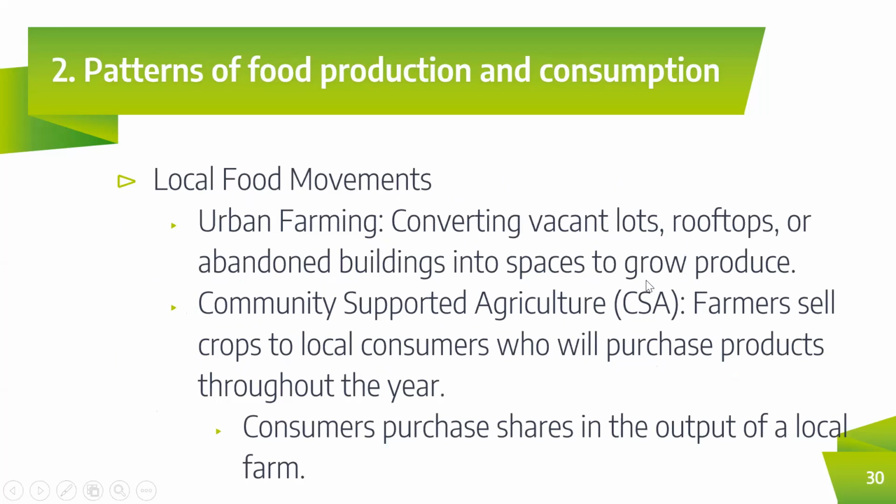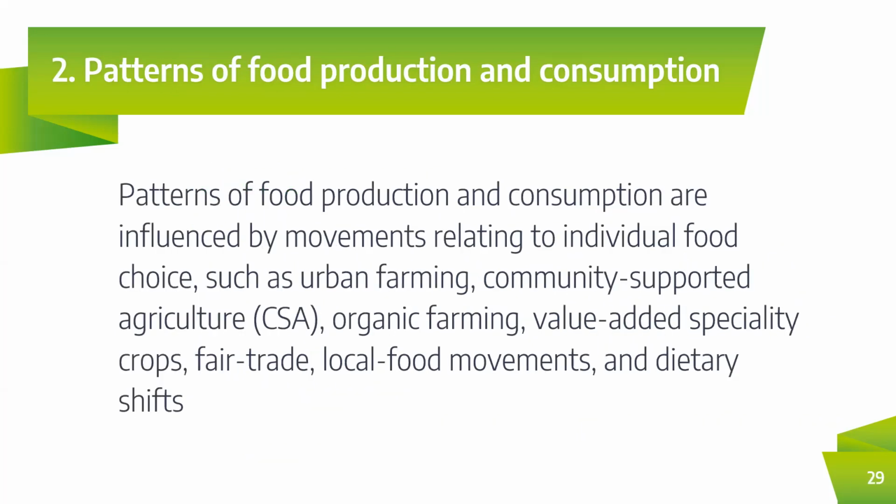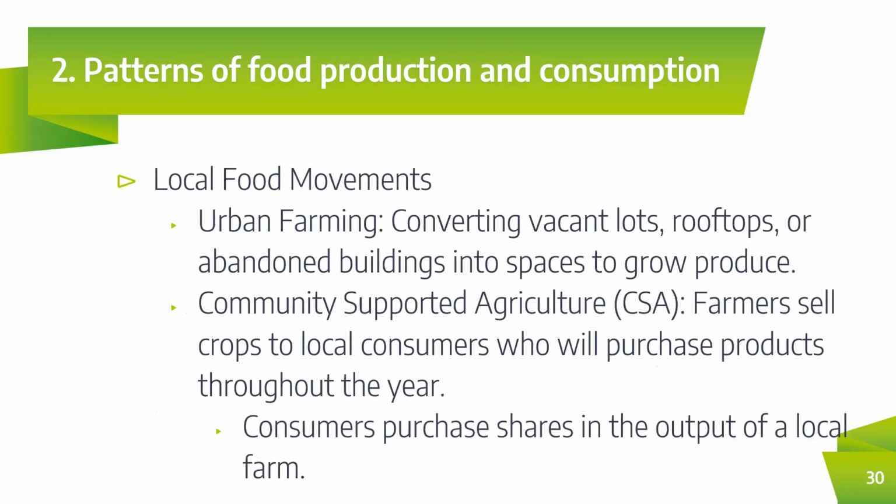So let's talk about these. A pattern of food production and consumption, again, an influence is going to be local food movements, such as urban farming. And urban farming is basically converting vacant lots, rooftops, or abandoned buildings in cities into spaces to grow produce.